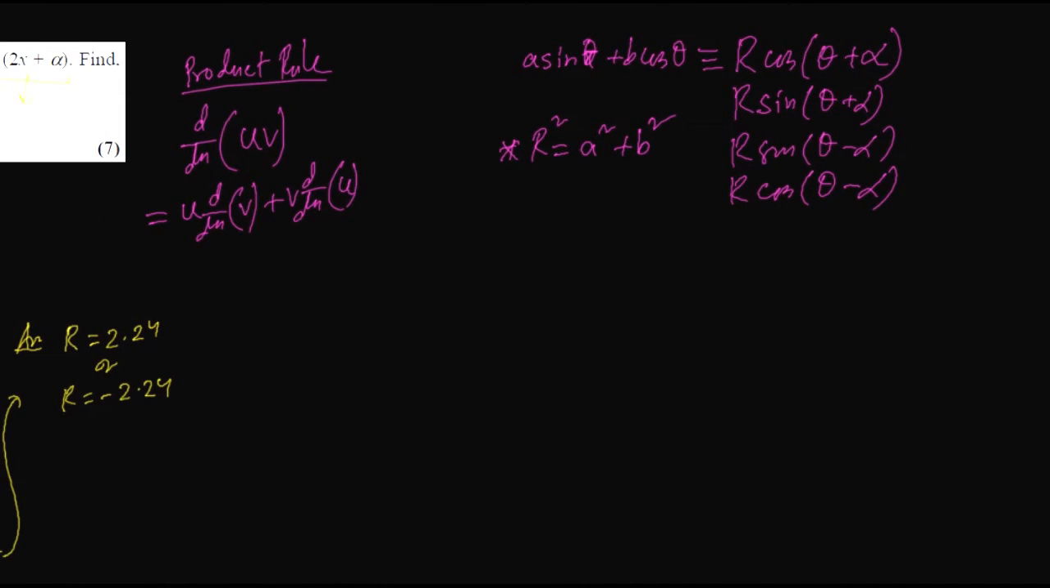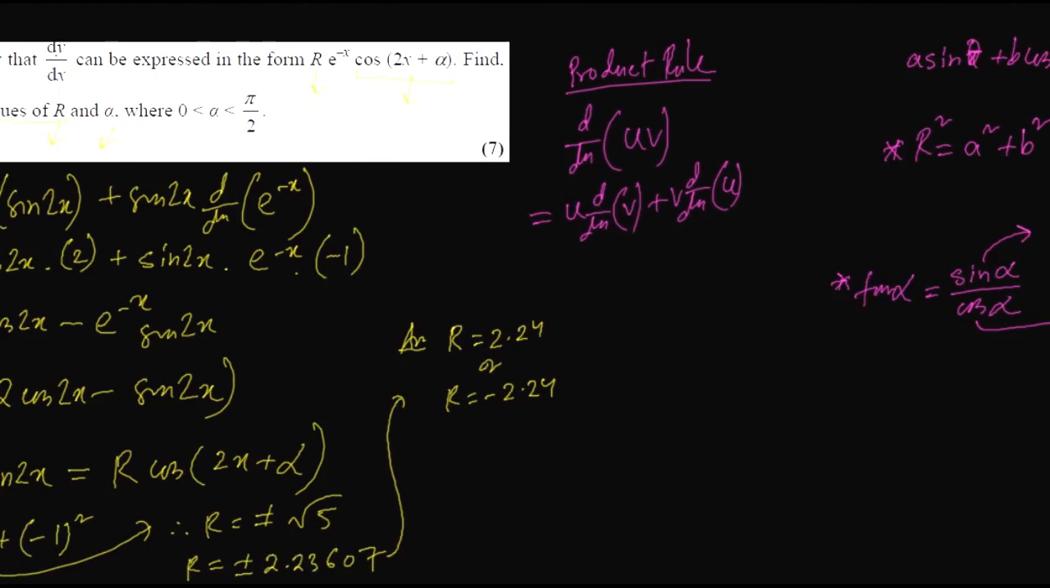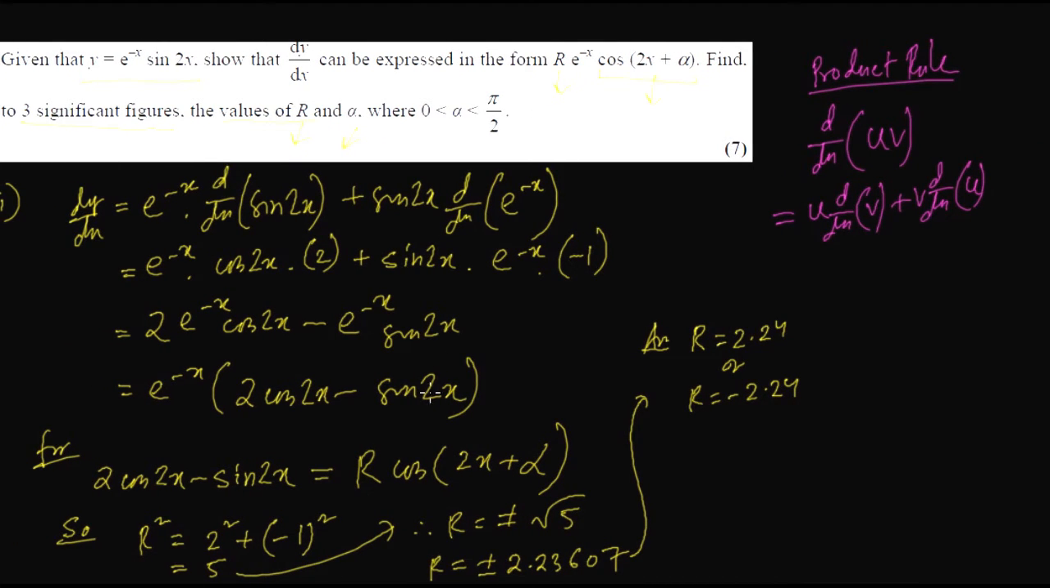Now for finding the value of alpha, what we need to remember is this: sine alpha by cos alpha is tan alpha. That's all we need to know. We need to know the value of sine alpha and the value of cos alpha, so then we can find the value of alpha by tan inverse of that. That's it, nothing else to it. So what we can do here now is break this down and see what this is really made up of.